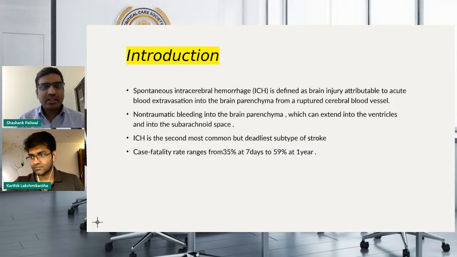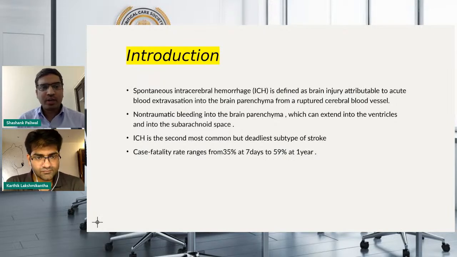So what is ICH? By definition, spontaneous ICH is defined as brain injury which is attributable to acute blood extravasation into the brain parenchyma. It is a non-traumatic bleeding. Of course, it can be traumatic as well. ICH is considered to be the deadliest and the most devastating subtype of stroke.